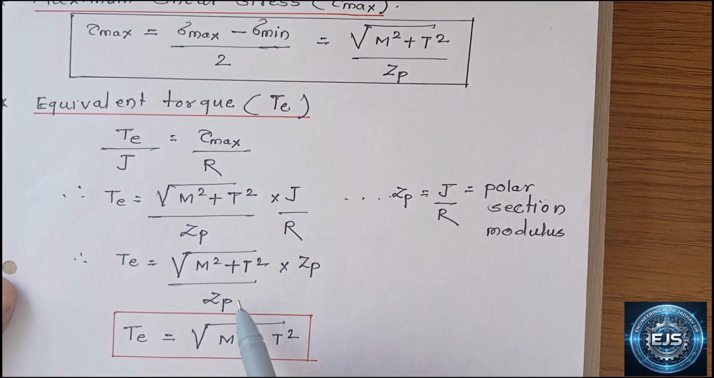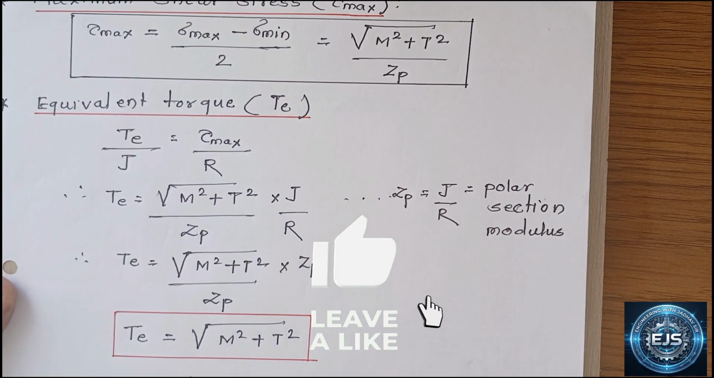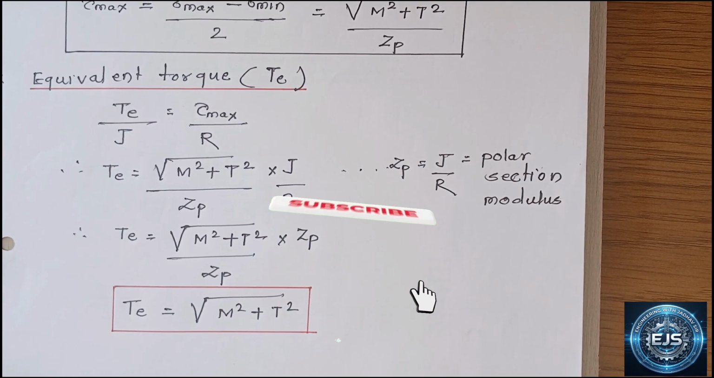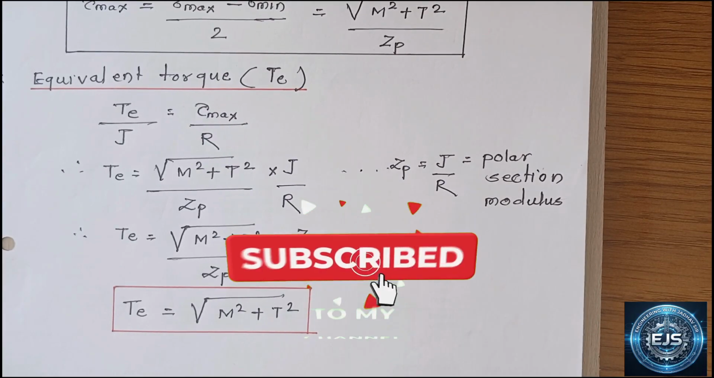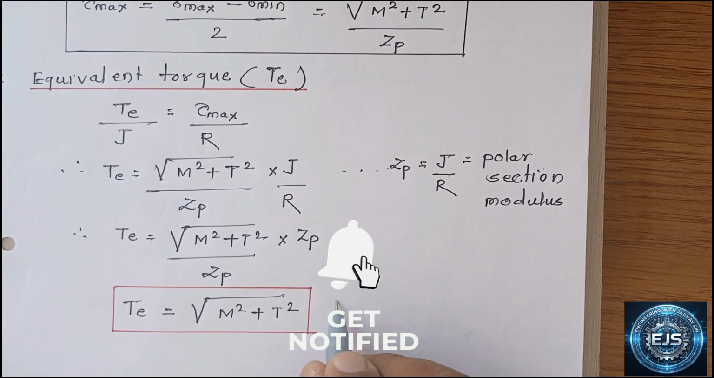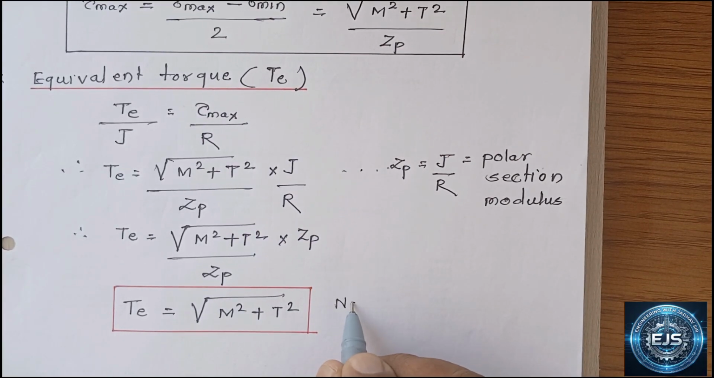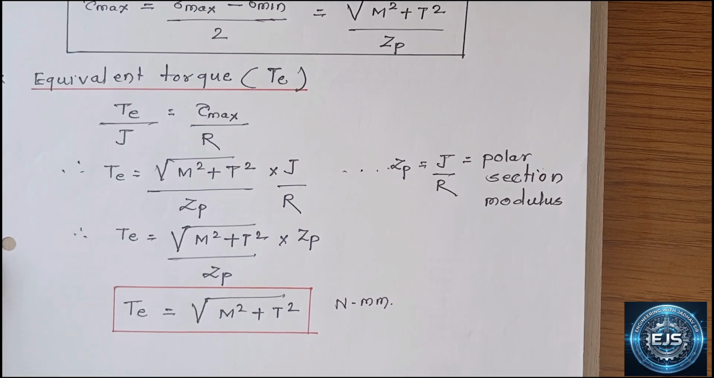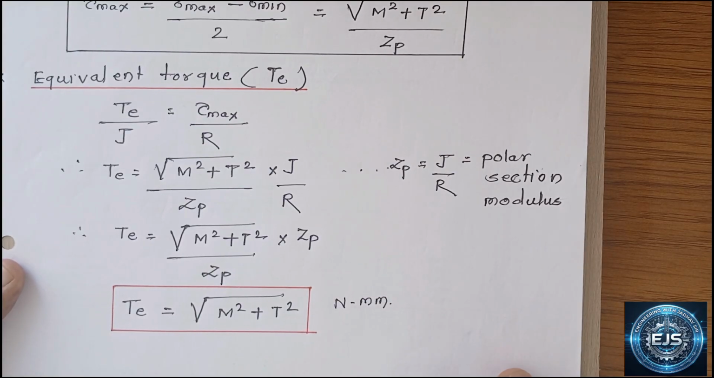तो यहाँ पे पोलर सेक्शन मॉडुलस ये कैंसिल आउट हो जाएंगे. इक्विवेलेंट टॉर्क का फॉर्मूला आया. इक्विवेलेंट टॉर्क इज इक्वल टू रूट ऑफ M स्क्वायर प्लस T स्क्वायर. और इक्विवेलेंट टॉर्क का यूनिट क्या होता है? इक्विवेलेंट टॉर्क का यूनिट होता है न्यूटन इंटू mm. टॉर्क का जो यूनिट है वही इक्विवेलेंट टॉर्क का यूनिट है. तो ये फॉर्मूलेज हमें ध्यान में रखने और इसके बेसिस पे हम नेक्स्ट लेक्चर में इसके ऊपर एक प्रॉब्लम सॉल्व करेंगे. थैंक यू वेरी मच.